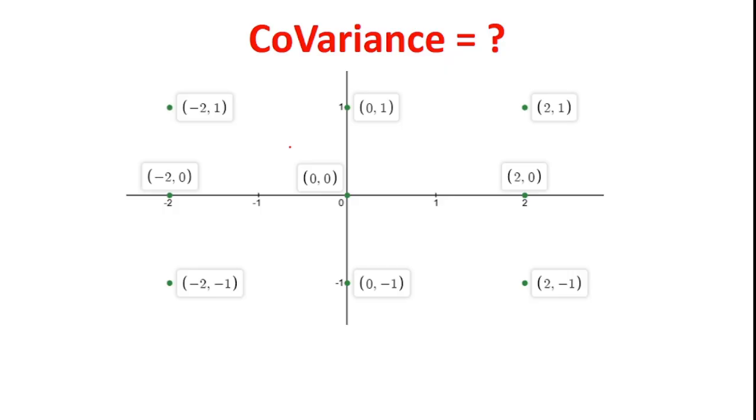Kindly pause the video at this point and calculate the covariance of these data points. In this I have considered 9 data points. Pause the video here and type the answer in the comment box below. If you calculate the answer for this slide, you will get the covariance as 0 divided by 9, which is equal to 0.